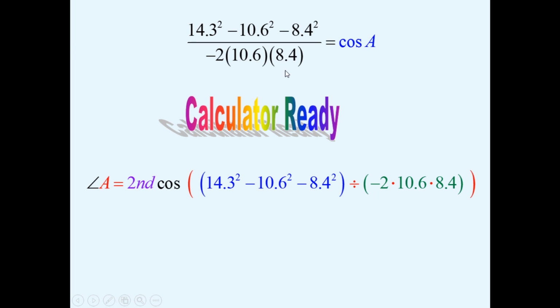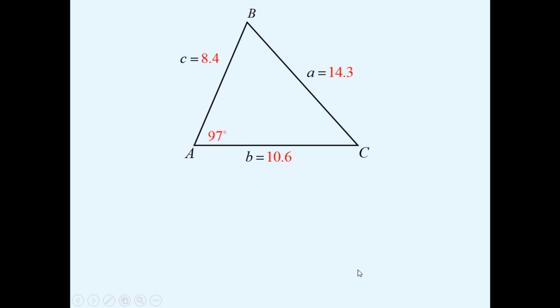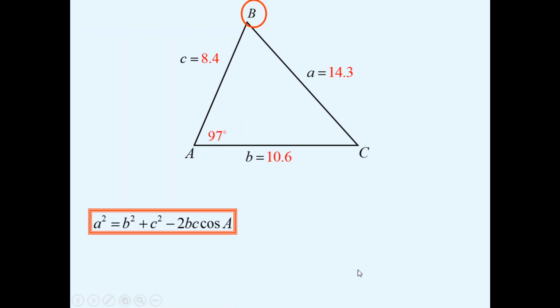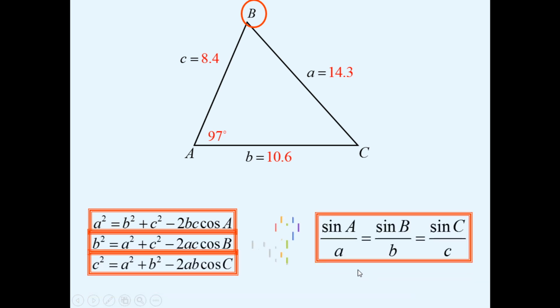Or you can do one thing at a time: find the ratio of the whole thing here, and then take the inverse of cosine. So it depends on which way you prefer. And for the angle, you always want to round it to the nearest degree. So it's 97 degrees. And now for the rest of the angles, you can use the law of sines, or you can use the law of cosines again. It's up to you. It doesn't matter.